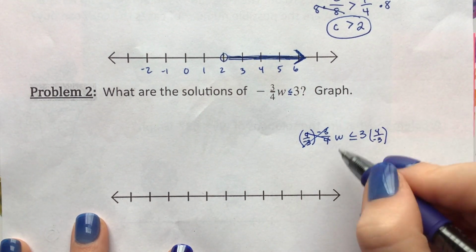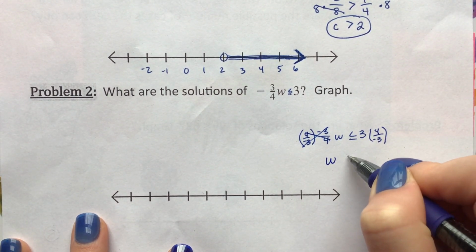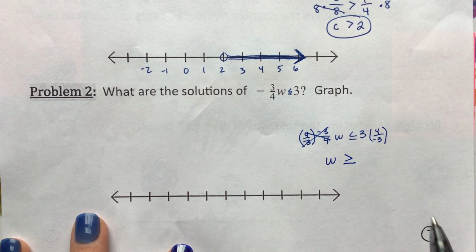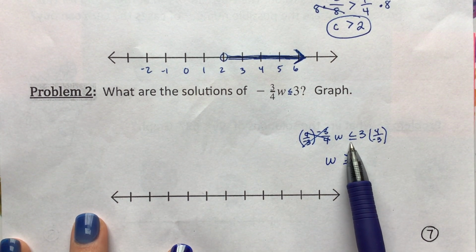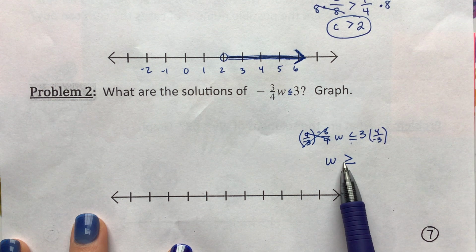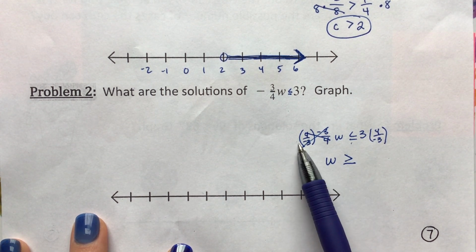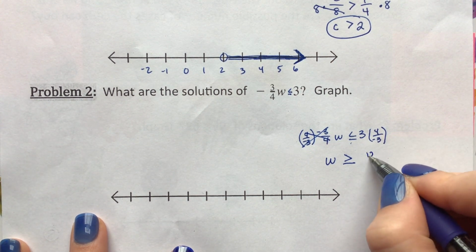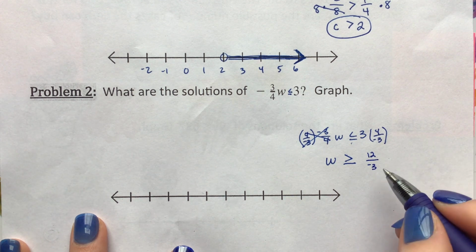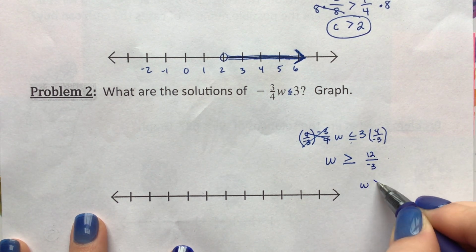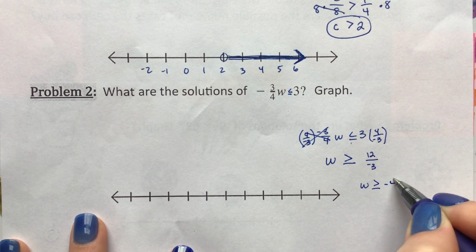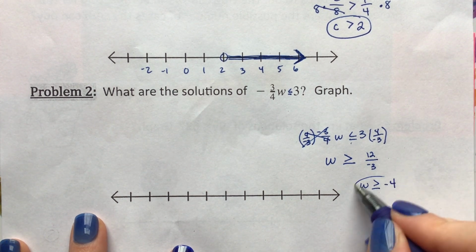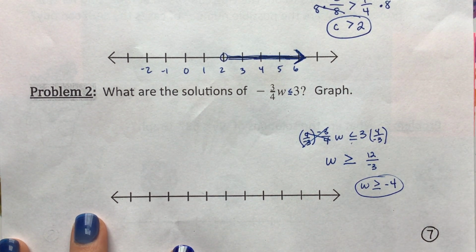On the left, those are going to totally cancel, and I have w is greater than or equal to. So notice how the sign was pointed to the left and now it's pointed to the right. Because I multiplied by a negative number, that's why I'm flipping this sign around. Then I have 12 over negative 3. Let's reduce that, and I'm going to have w is greater than or equal to negative 4. Now it's time to graph.